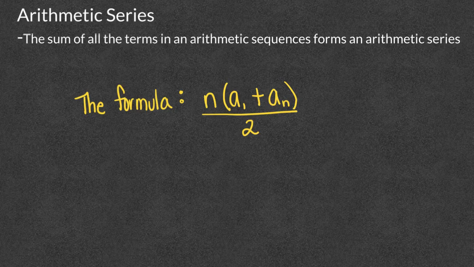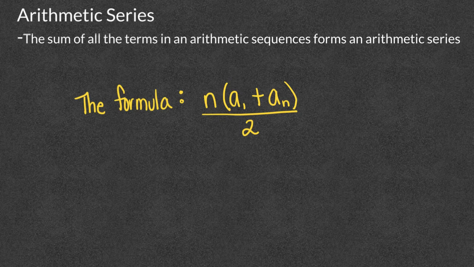The topic of this video is arithmetic series. The sum of all the terms in an arithmetic sequence forms an arithmetic series. And to calculate the sum, we're going to use this formula: n times the quantity of a sub 1 plus a sub n, all of that divided by 2.